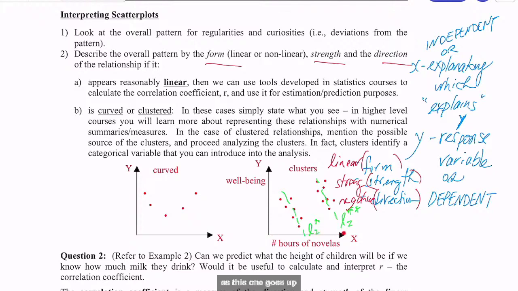So as this one goes up, this one goes down, right? So as we're moving up, it's going down rather than going up. And I'll talk more about that shape or that direction in a moment. Right, the point should be close to the line.